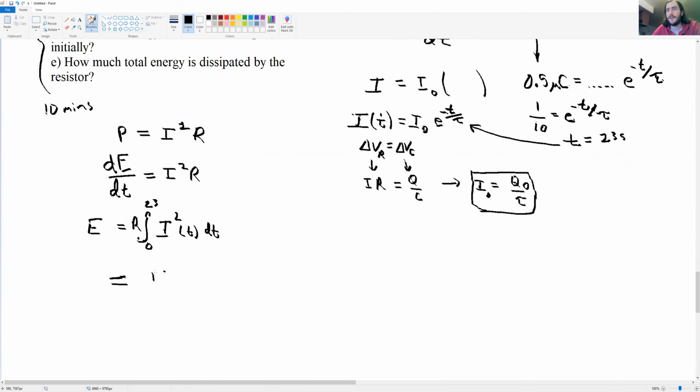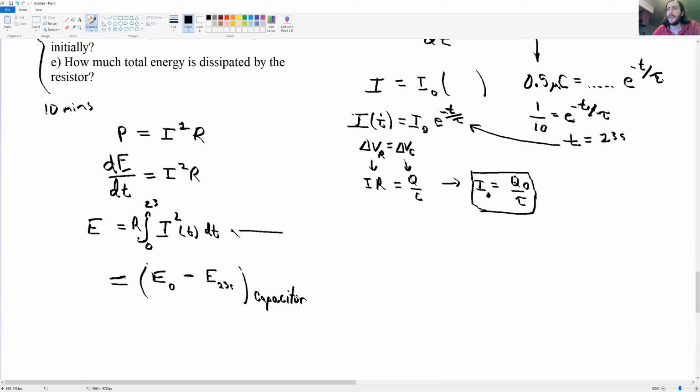If we can calculate the initial energy stored in the capacitor, let's say the initial energy minus the energy at 23 seconds for the capacitor. If the capacitor loses energy, then that energy must have been lost as energy dissipated by the resistor, right? You always have to remember energy conservation.